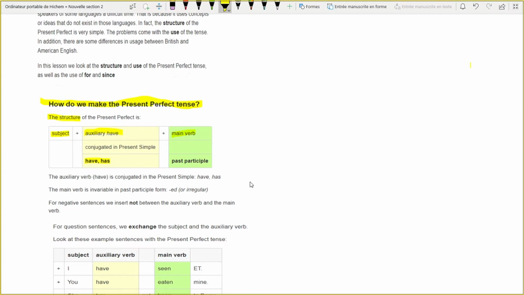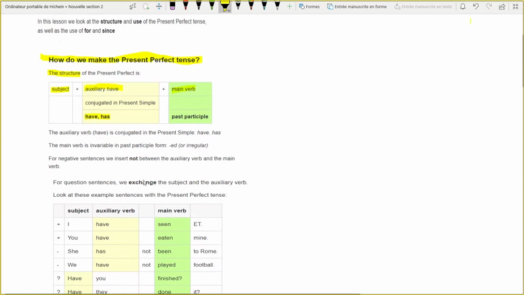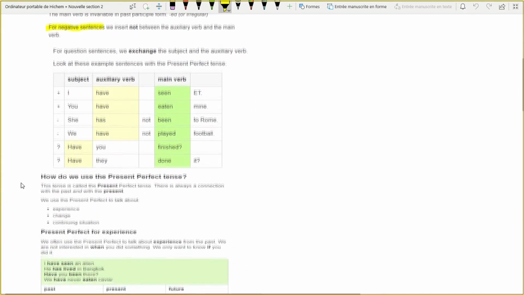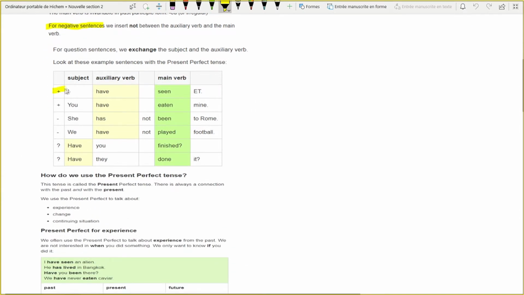Sometimes irregular verbs in English change completely, just like the verb to take. So to take, took, taken, right? So these are irregular verbs. In case you have a negative sentence, we insert not between the auxiliary verb and the main verb, okay? And in question sentences, we exchange the subject and the auxiliary verb. We're going to see this in the examples that follow.